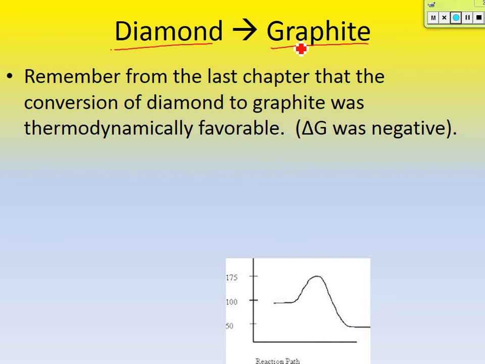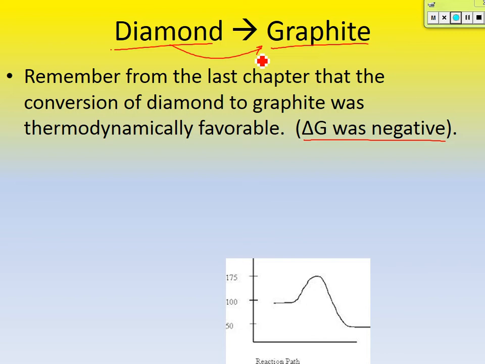If you remember from last chapter, this conversion from diamond to graphite was thermodynamically favorable. What I mean by that was delta G is negative. Is this a spontaneous process? Yes. That means it's going to occur on its own without outside help. But when you buy a diamond ring, should you be worried that it's going to turn to graphite tomorrow? No.